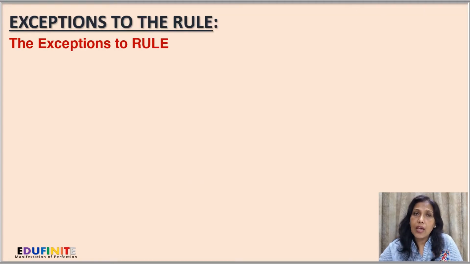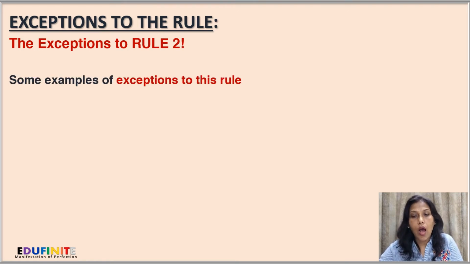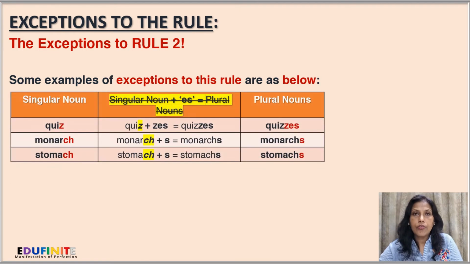Next, now the exceptions to this rule, rule 2. Some of the exceptions to this rule are as below. For example, quiz that ends with z, but here we have to add zes to make it quizzes, the plural form of the singular noun quiz. Similarly, monarch ends with ch. We don't add es to it. We add only s to it to make it plural, monarchs. Similarly, stomach also ends with ch. We add only s to it instead of es and it becomes the plural form stomachs.